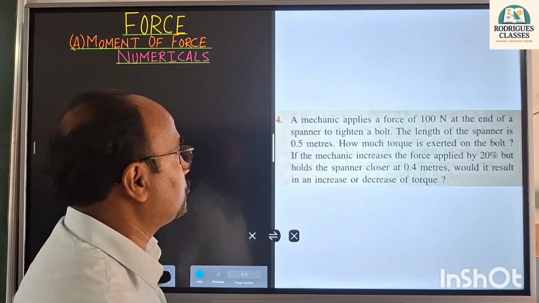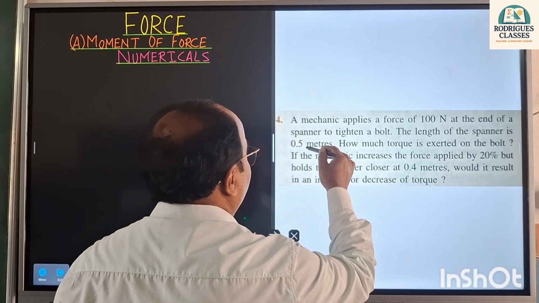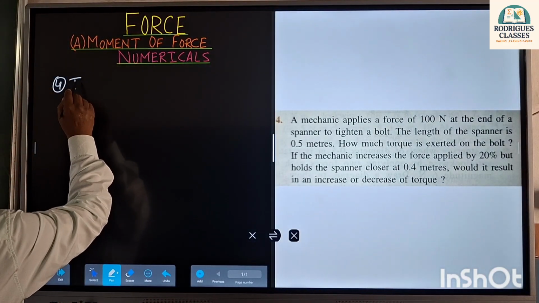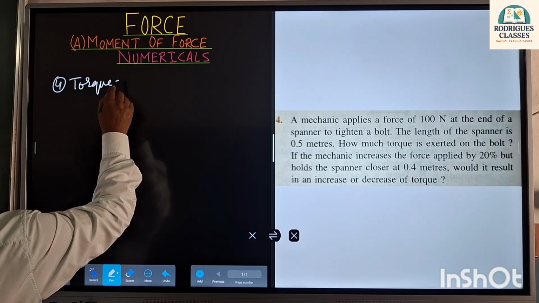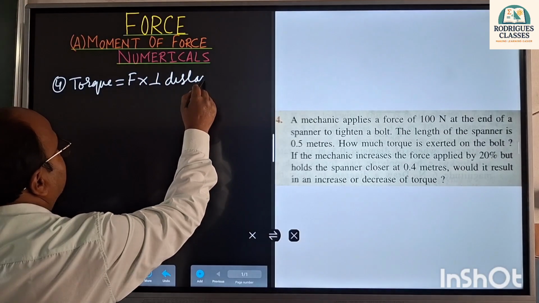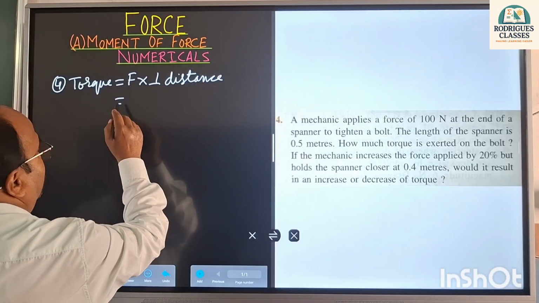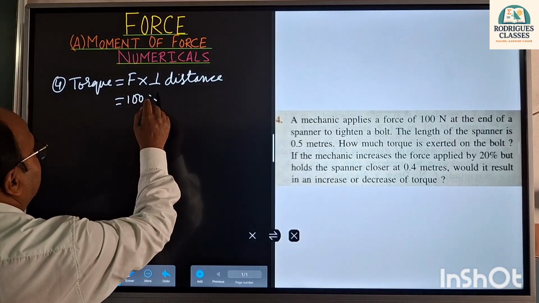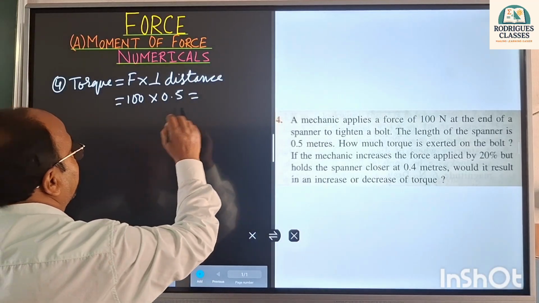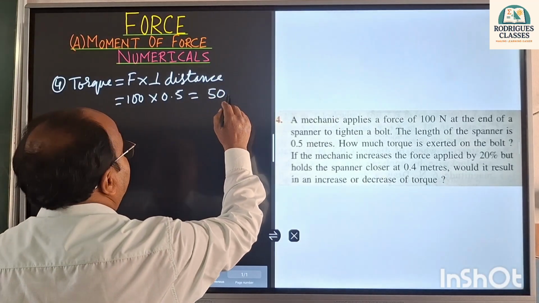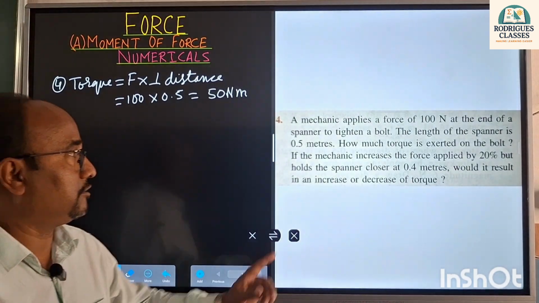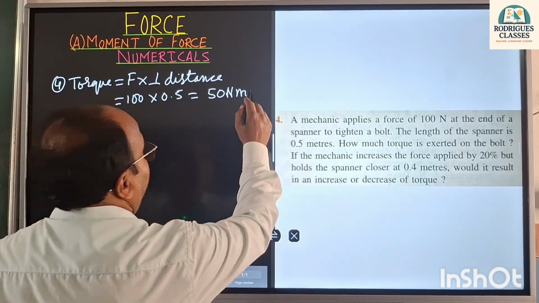So first part, let us do it first. The units are given properly. We don't have to convert. So torque is equal to force into perpendicular distance. So force is 100 and perpendicular distance is 0.5. So multiplying will give us 50 Newton meter. So this is the torque, and the first part is done. This is one of the answers.